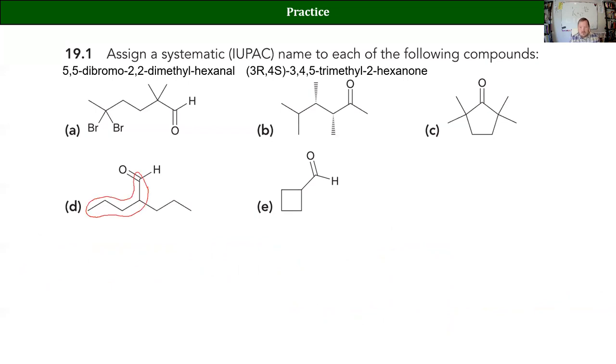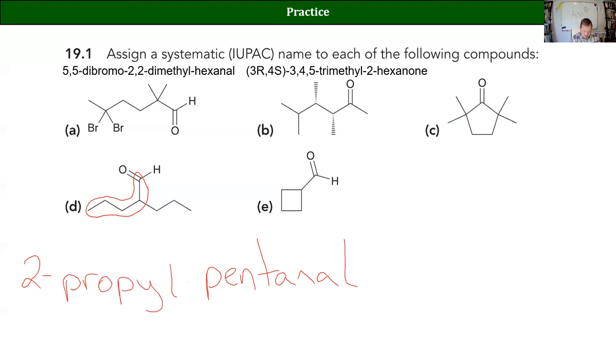we need to find the longest continuous carbon chain that starts with the aldehyde. Even though that's not the longest continuous carbon chain, full stop, it's the longest continuous carbon chain that has the aldehyde. So that makes it 1, 2, 3, 4, 5, makes it a pentanal. It's just going to be a 2-propyl pentanal.